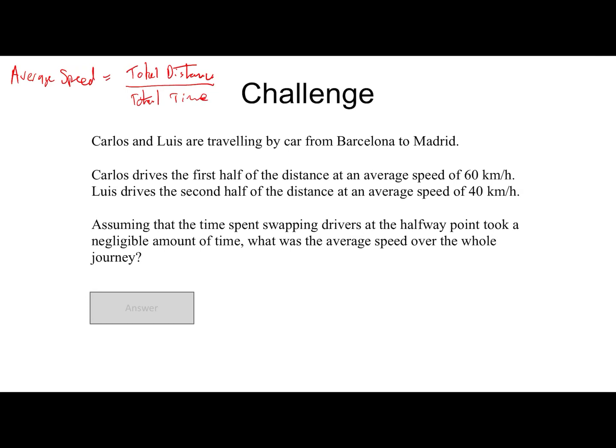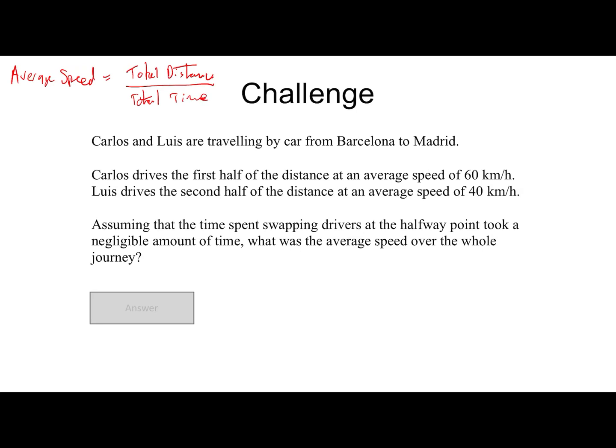Right, here's what we should do. Basically Carlos and Lewis are driving the same distance, but one is doing it quick and one of them is doing it slower. The easy mistake here would be to think, well, if they're both driving the same distance, one at 60 kilometres an hour and the other at 40 kilometres an hour, then the average speed is 50, the average of 60 and 40. But that's definitely not going to be the case.